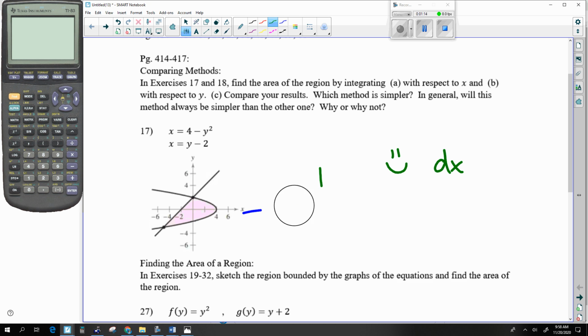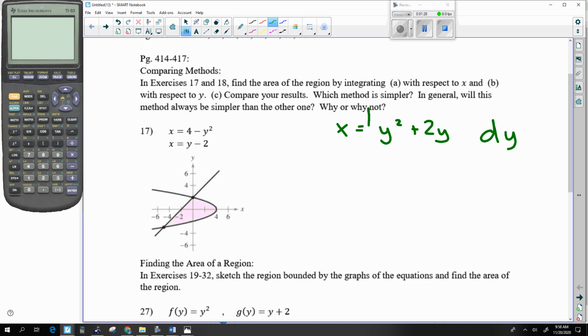Instead of integrating that way, what you have to do is get x equal to, like, y squared plus 2y or something like that. Get things in terms of y and then integrate dy, and that would be low to high, AKA right minus the left. So this is way simpler to do side to side. It's not impossible to do it up and down, but it would be a lot more work than it's worth.